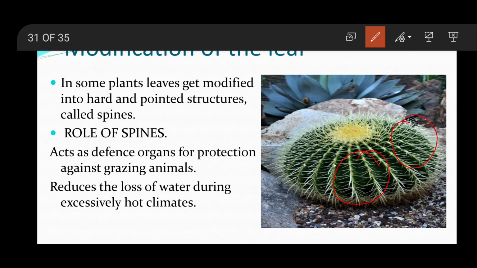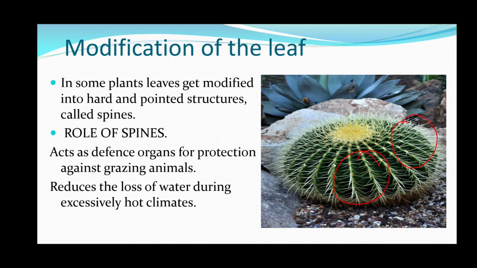They act as a defense organ for protecting against grazing animals, and also reduce the loss of water during excessively hot climate. And dear students, in these plants, the stem plays the role of the leaf, meaning the stem prepares food for these plants.